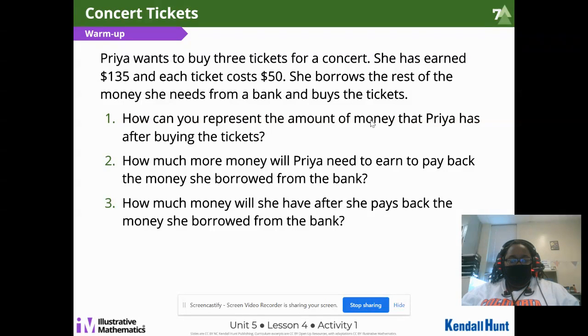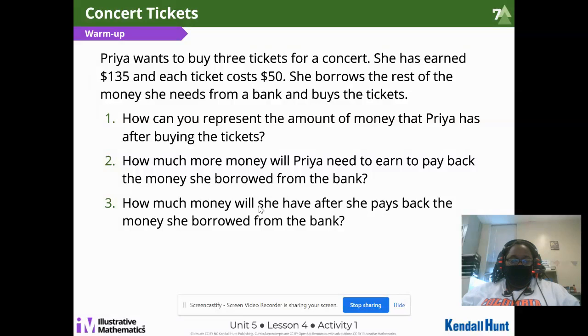So you can use a variable here. That literally would be my suggestion. So remember, she earned $135. Each ticket costs $50, and she's trying to buy three of them. The second question says, how much more money will Priya need to earn to buy back the money she borrowed? So first, figure out how much money she borrowed from the bank, and that'll basically answer this question.